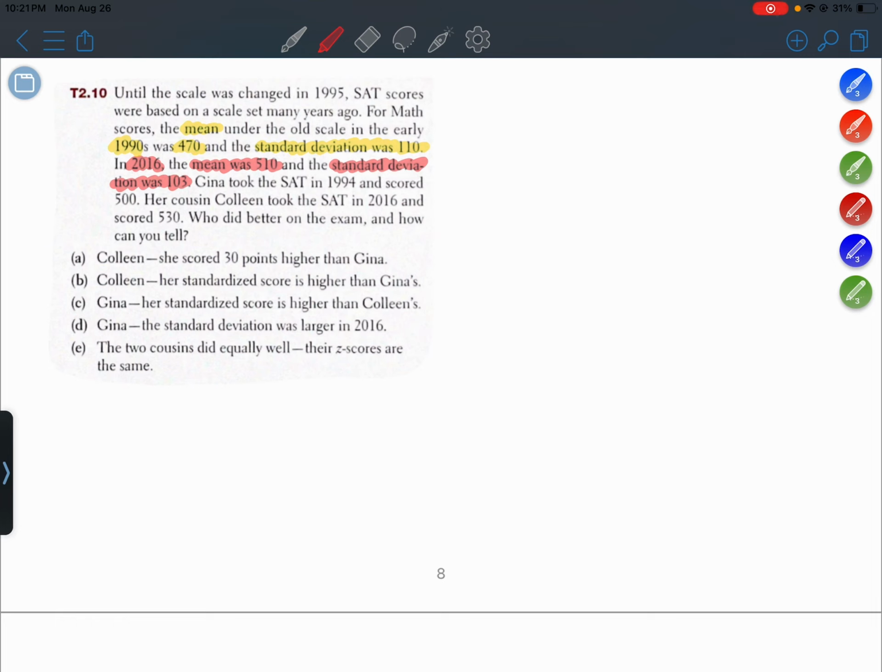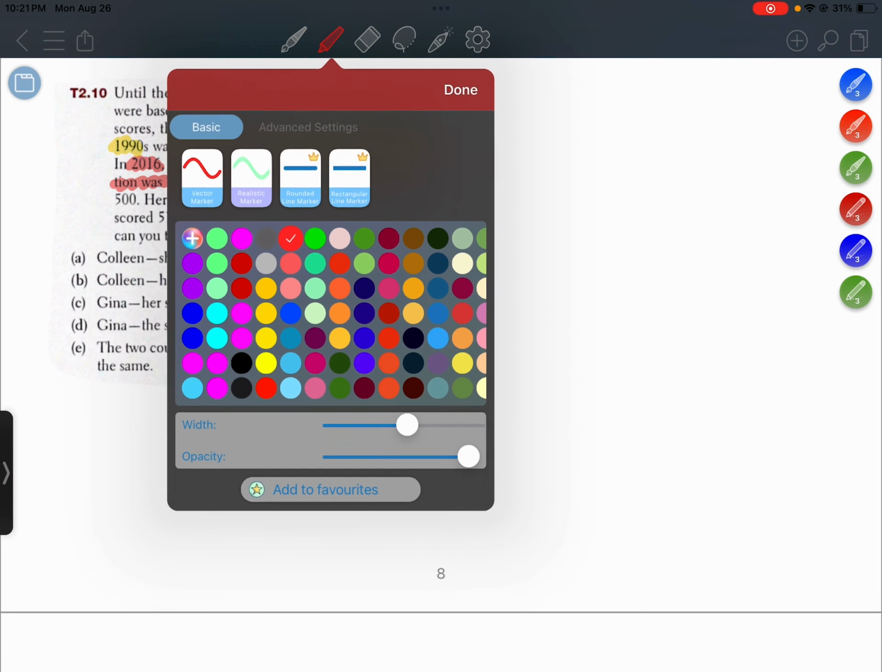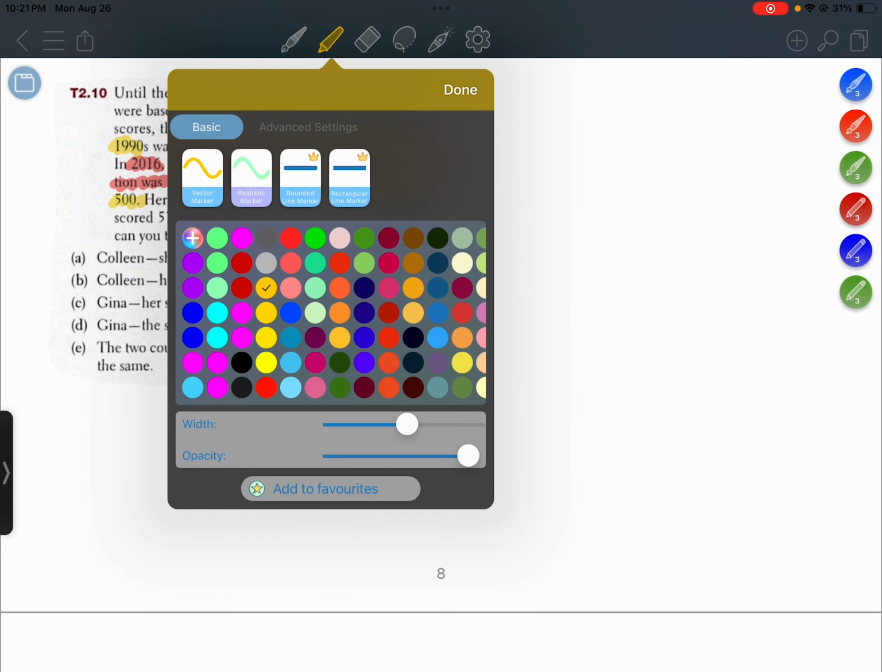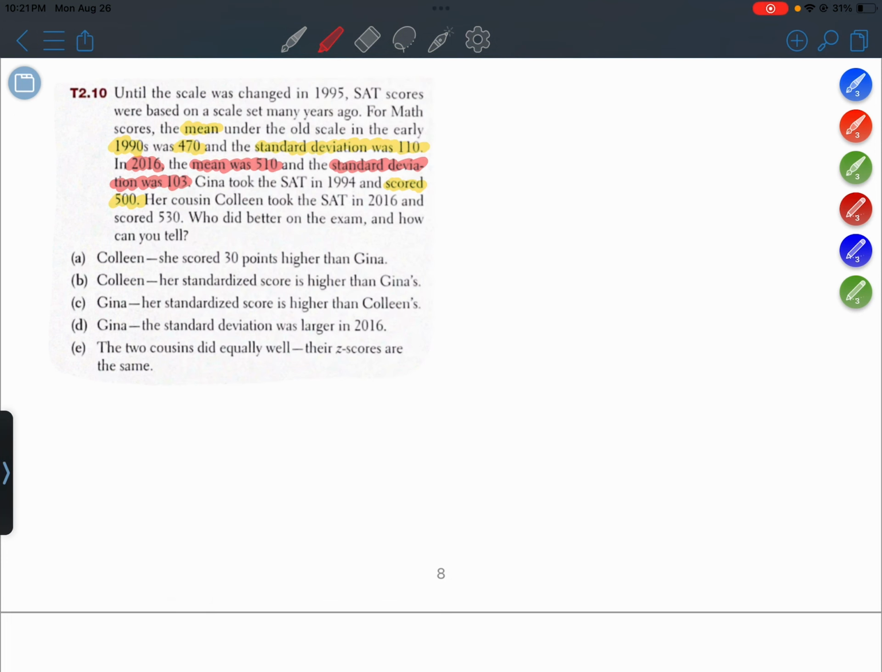Okay, Gina took the SAT in 1994 and scored 500. Okay, so 1994, we were doing that in yellow. So she scored 500. Her cousin, Colleen, took the SAT in 2016 and scored 530. So that score came from 2016. Who did better on the exam? How can you tell?